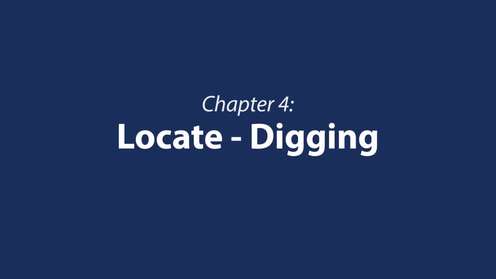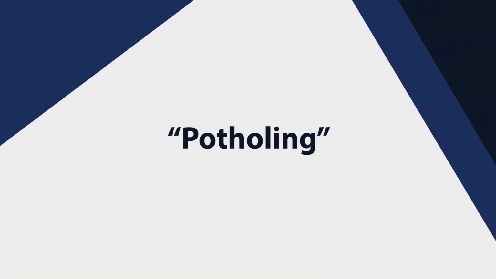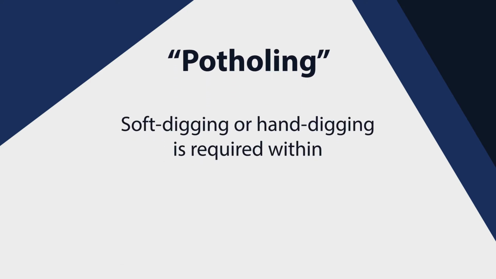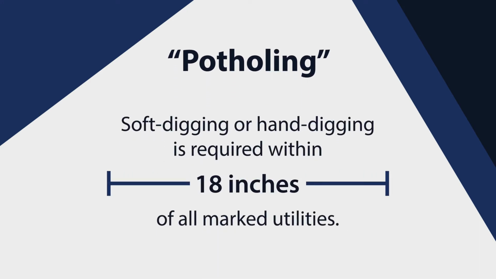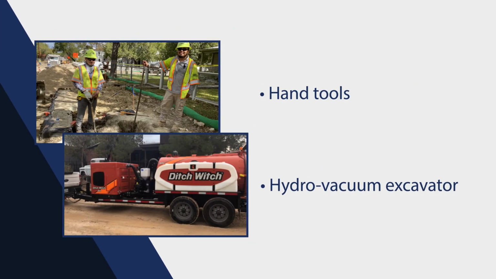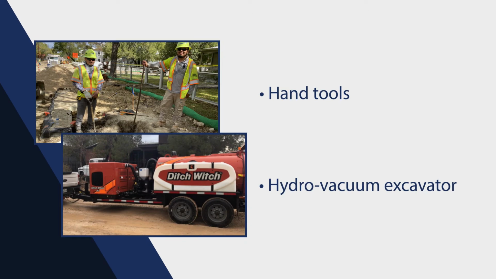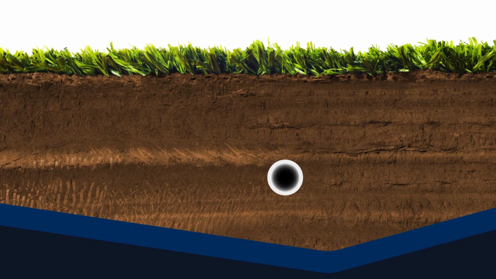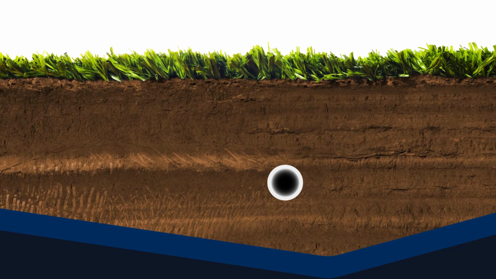Once you've identified, located, and marked all utilities, the next step is to properly dig and support the lines, otherwise known as potholing. Non-destructive hydraulic soft digging or hand digging is required within 18 inches of all marked utilities, so careful attention is needed. Tools needed for potholing include hand tools and a hydro-vacuum excavator. When potholing, use this guidance for the best and safest results.